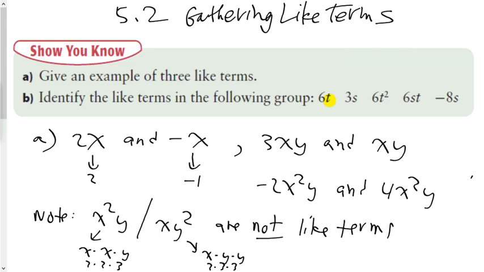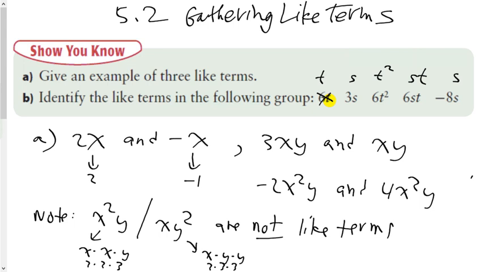So if we look at this, what we have to identify, let's ignore the coefficients. This is a t, this is an s, this is a t squared, this is an st, and this is an s. Do you agree with that? If I ignore the coefficients, those are the terms. So are there any other t's there? No. So this 6t does not have any other like terms in that range.